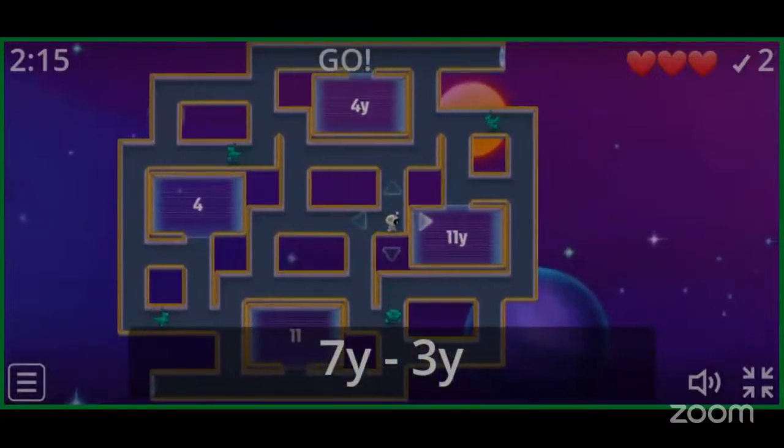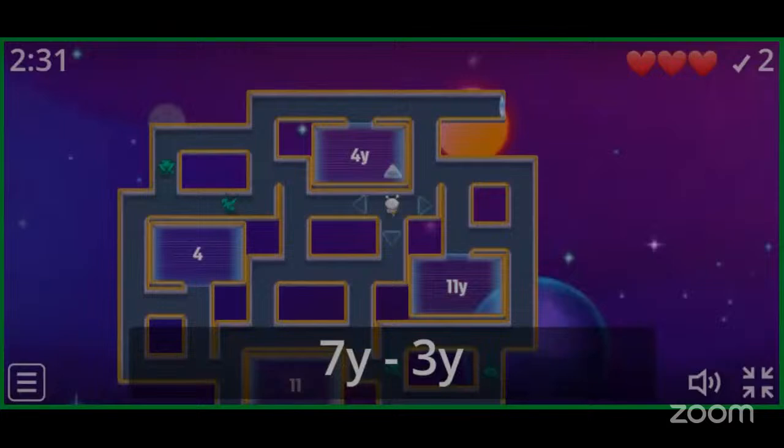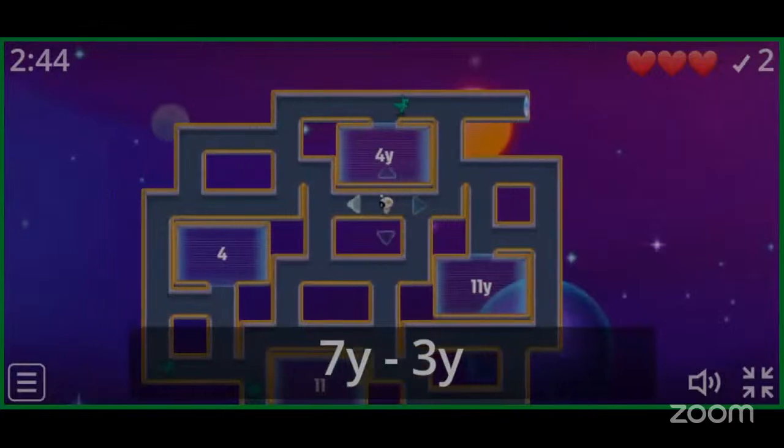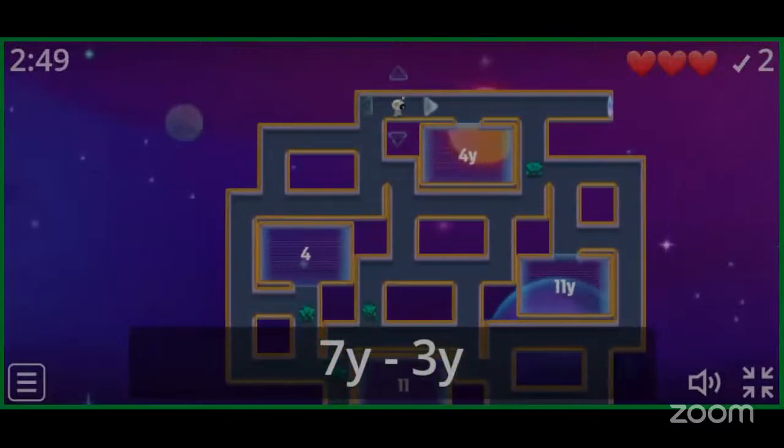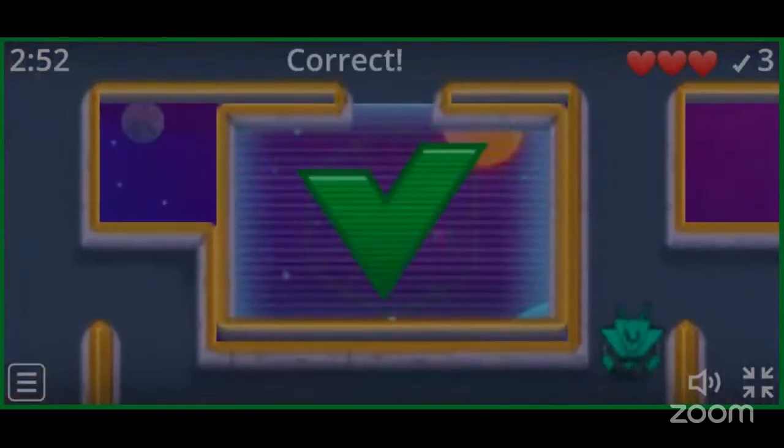7y minus 3y. Okay, so these are all the same terms of y. None of them is a power. So looking at this, we can almost treat it like just 7 minus 3, but in terms of y, which isn't going to be 4 because the y is still there. Some make the mistake and think, oh, 7y minus 3y, that's going to be 4 because 7 minus 3 is 4. We're forgetting they're amounts of y, they're groups of y. So it's going to be 4y, or 4 groups of y. So let's go to 4y. Making a good escape here.